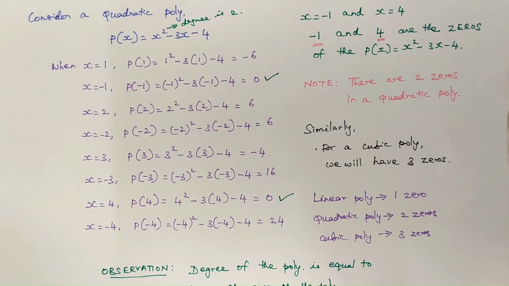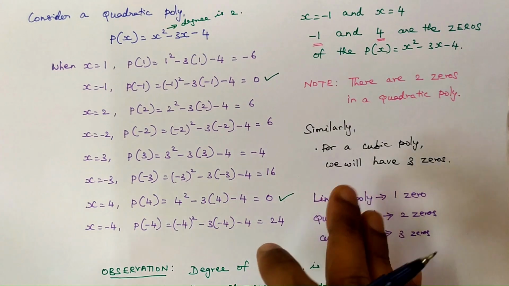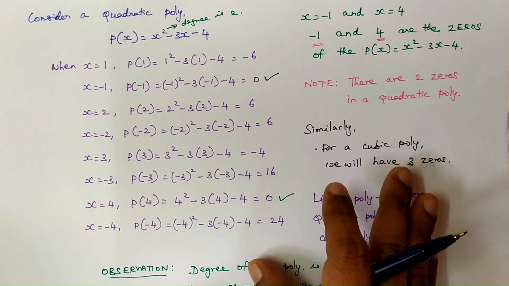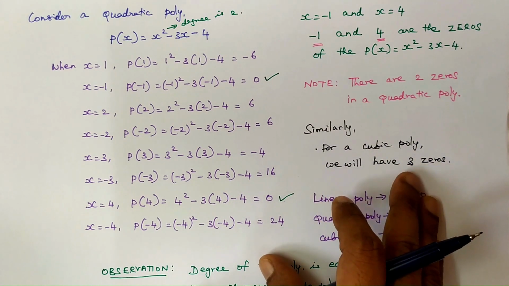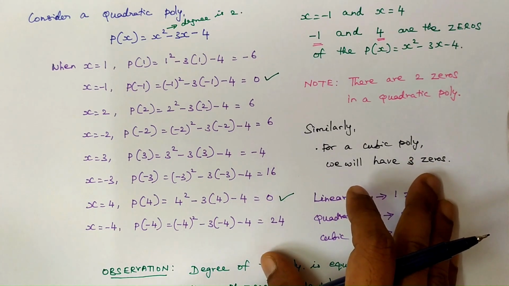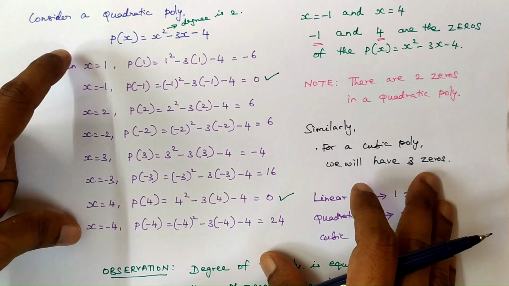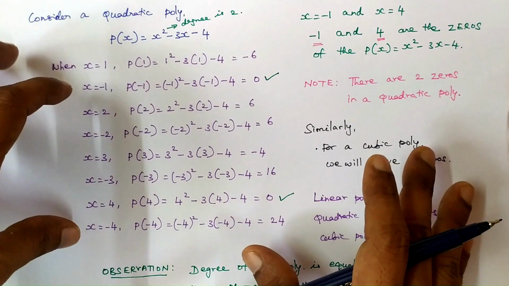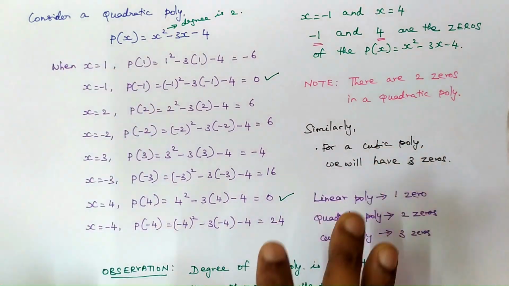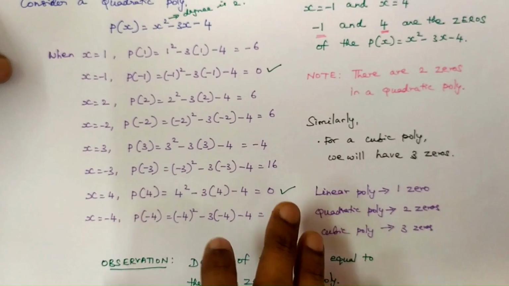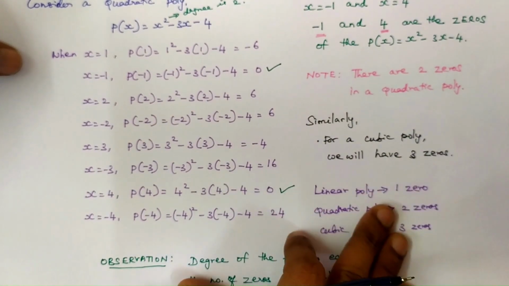Okay, so whatever we have discussed right now is just an explanation about understanding the zero of a polynomial, and it is not a way to find the zero of a polynomial. This is only for understanding what is meant by the zero of a polynomial, and this is not the way to find the zero of the polynomial. So there is a question: how to find the zero of a polynomial?